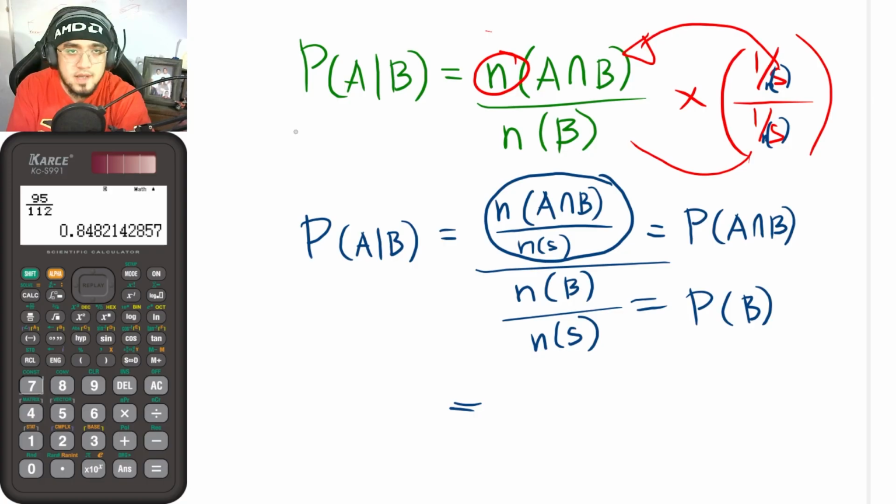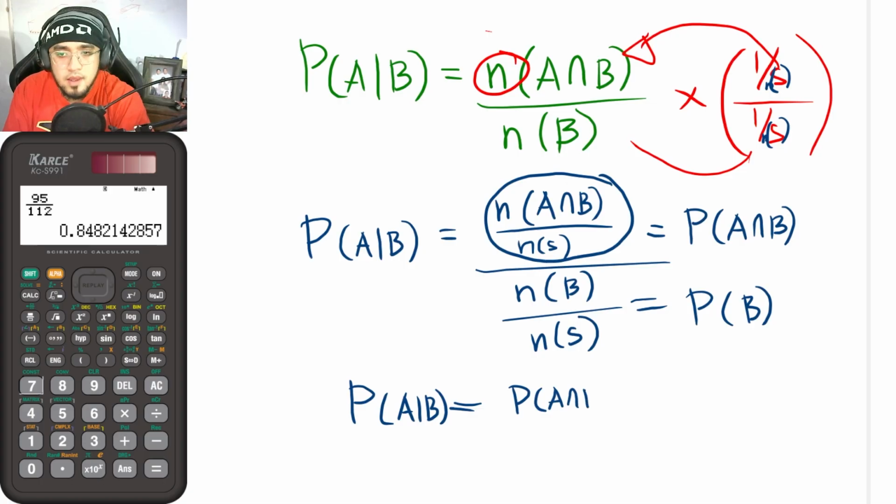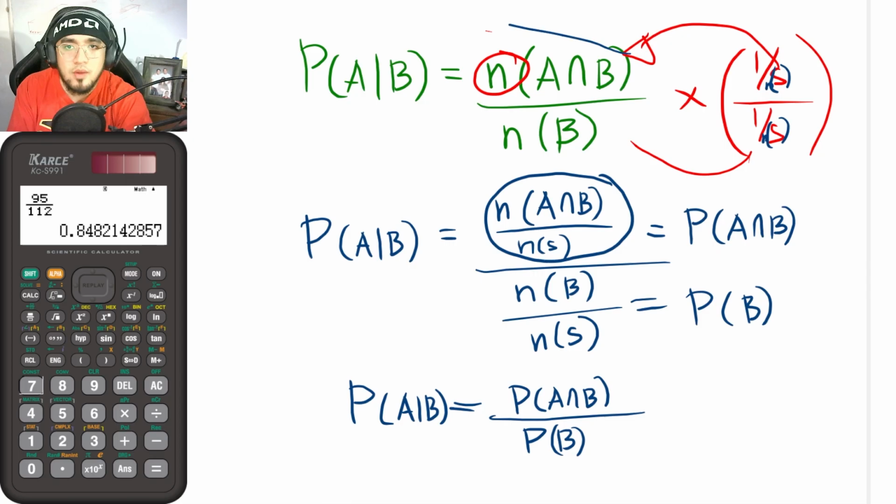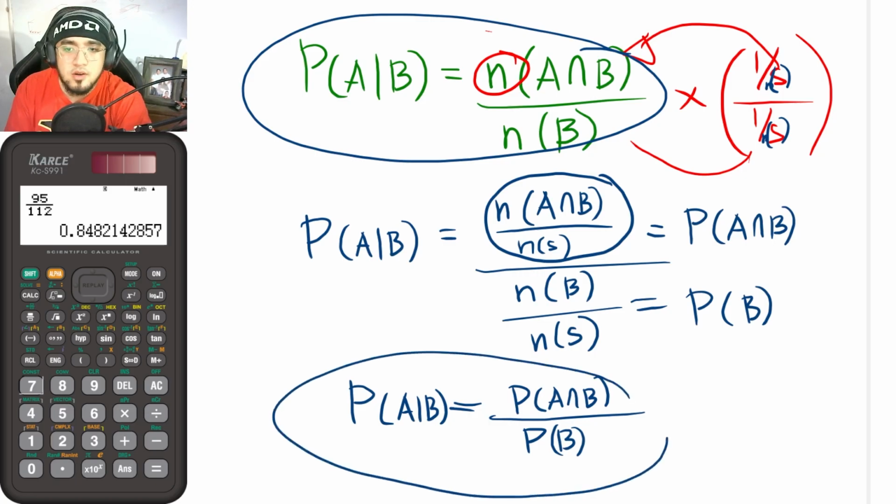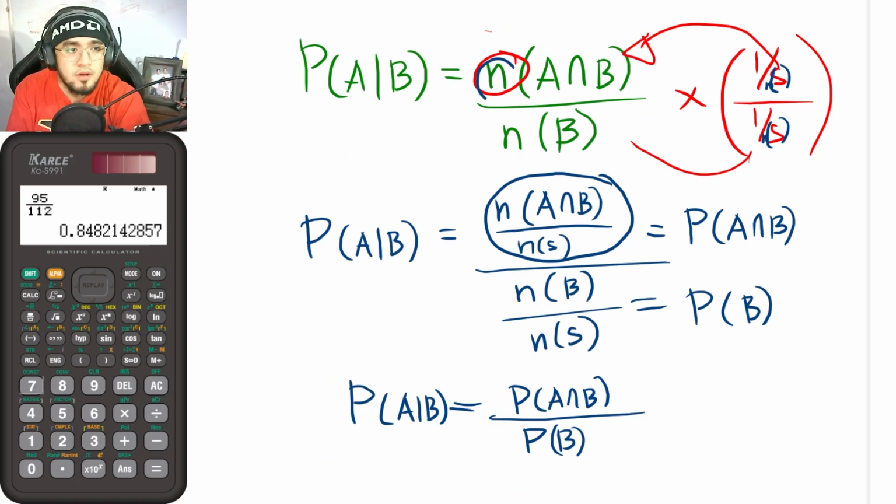So from that, guys, our new equation would now be the probability of A given B is equal to the probability of the intersection of A and B divided by the probability of B. So as you can see, the only difference between this equation and this equation is that instead of just counting the number of elements in total, just get its probability.